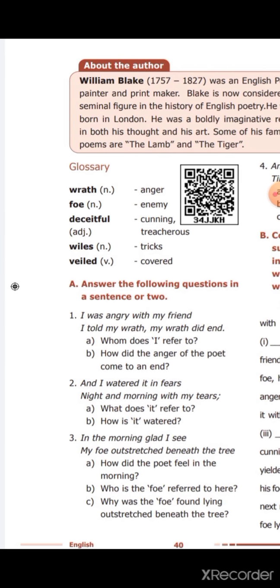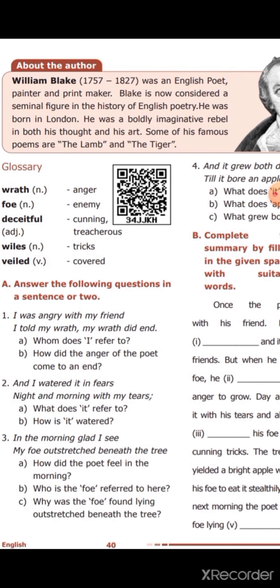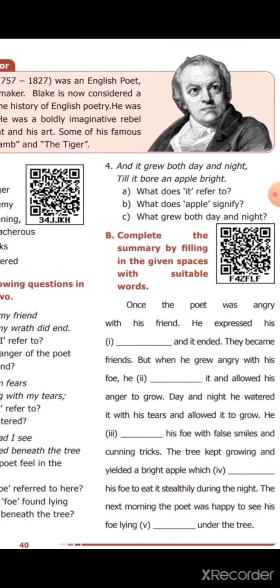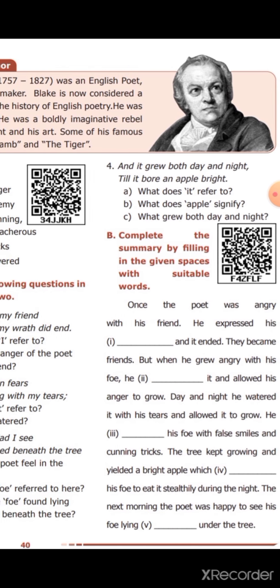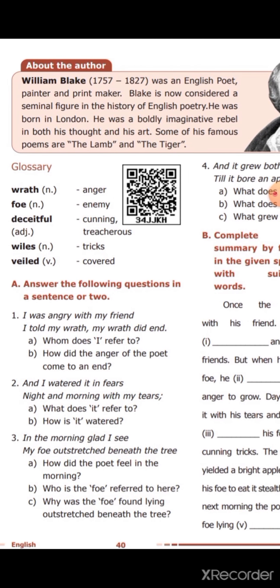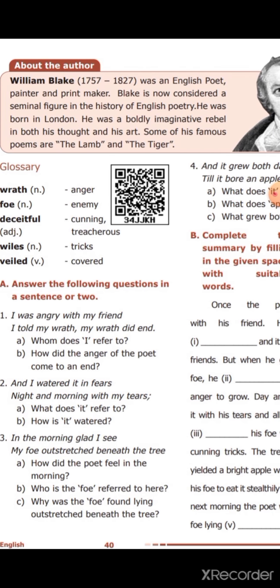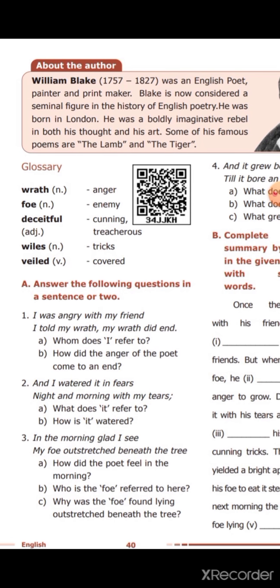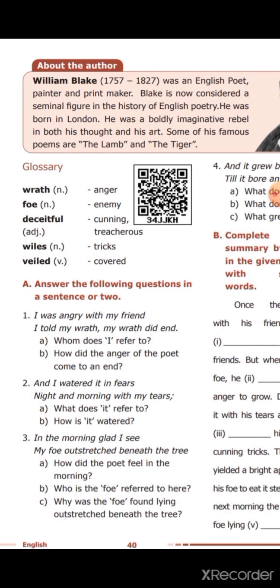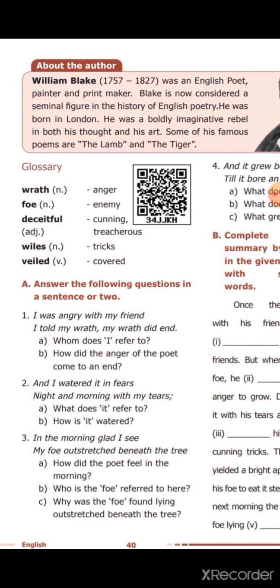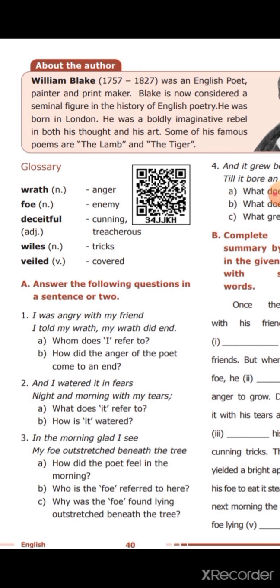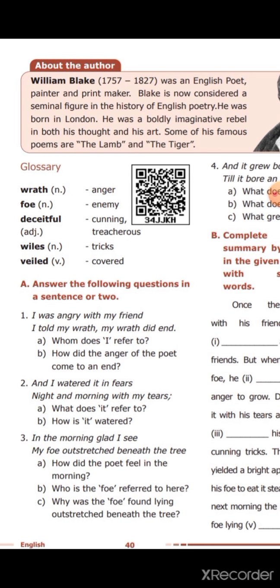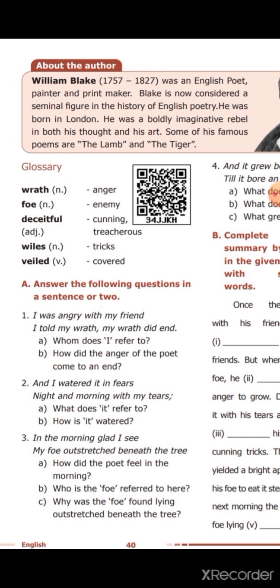Those who have the textbook, just see page number 40 about the author. He is Mr. William Blake. In the picture itself it shows that he has a somewhat angry face. He was living in the 17th and 18th century. William Blake, 1757-1827, was an English poet, painter, and printmaker. Blake is now considered a seminal figure in the history of English poetry. So he was a poet, not only a poet, a painter, and also a printmaker. His poems are considered a seminal figure in English poetry.